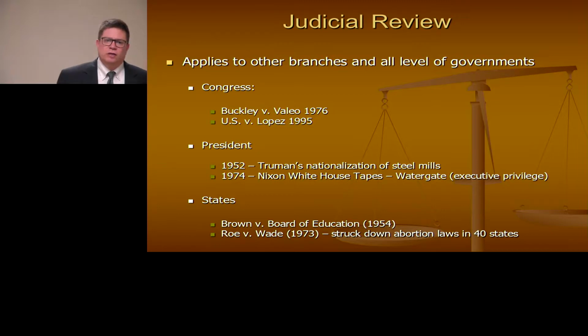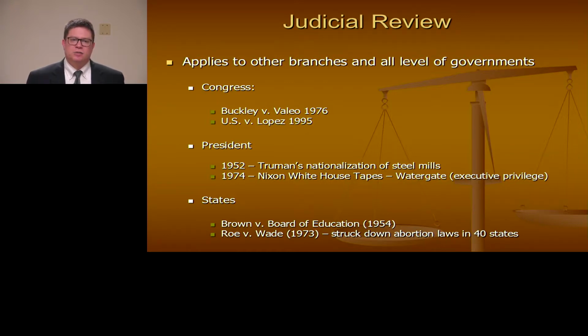When we look at judicial review, it applies to all levels of government and the different branches within government. So remember, we talk about those concepts of separation of powers and the concepts of federalism. The Supreme Court has the ability to check everybody else in the American governmental system, right? So I won't go through all six of these cases, but just give you a little bit of an understanding of how these things work.